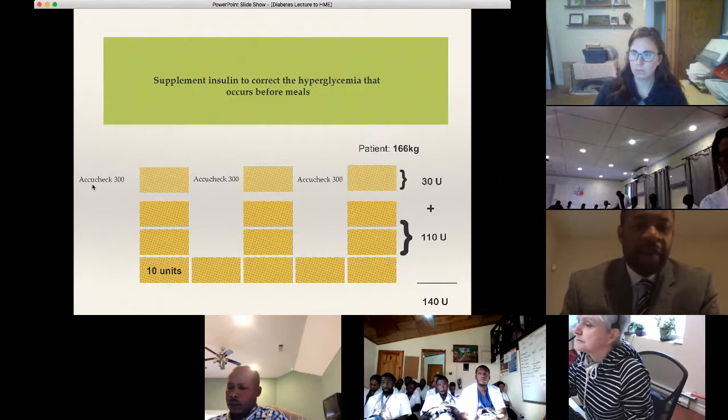So all throughout the day, we've been checking his blood sugars, and we've noticed that before each meal, he still has a high blood sugar of 300.